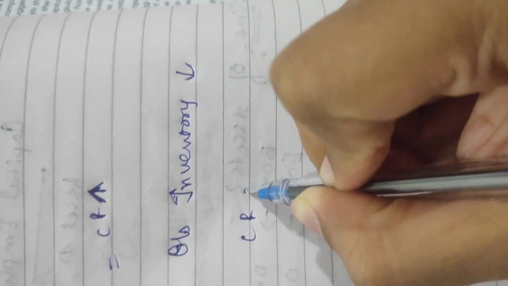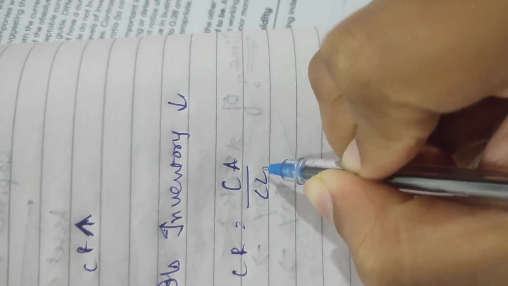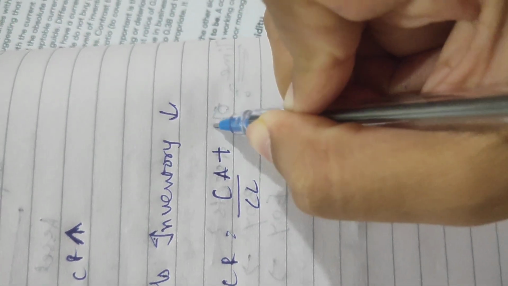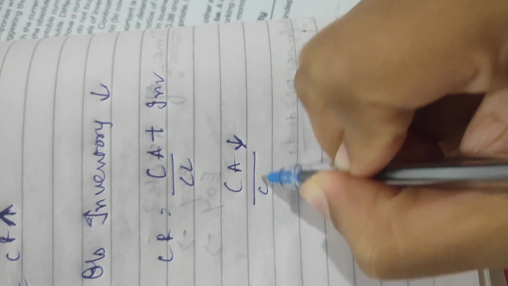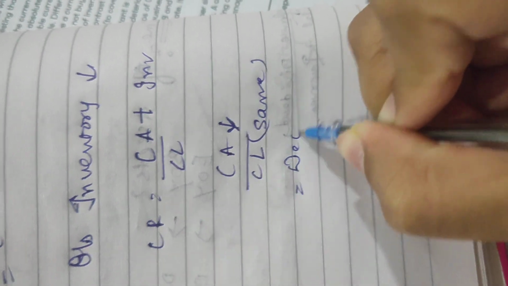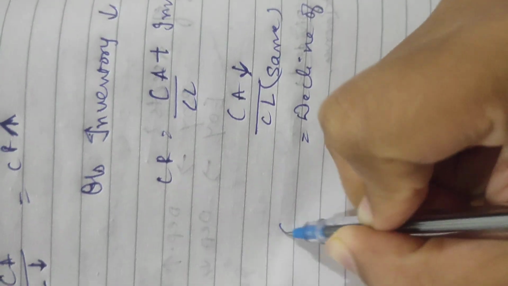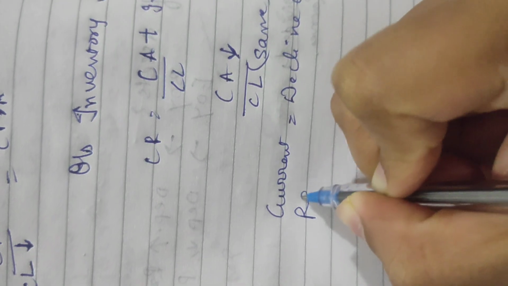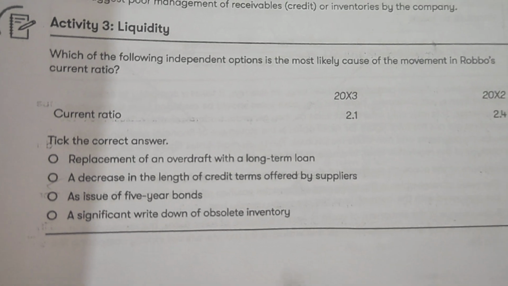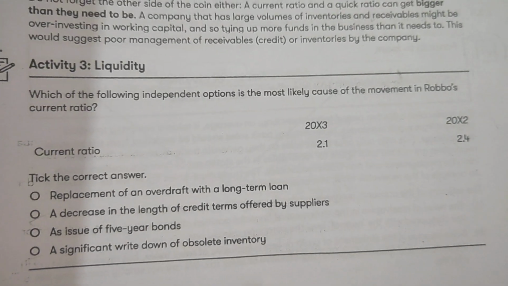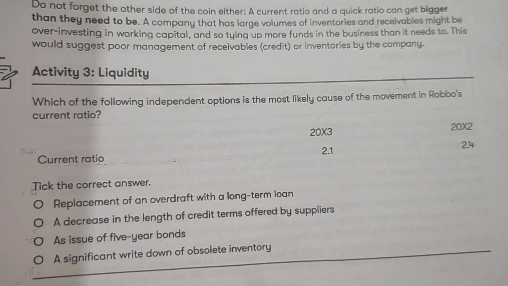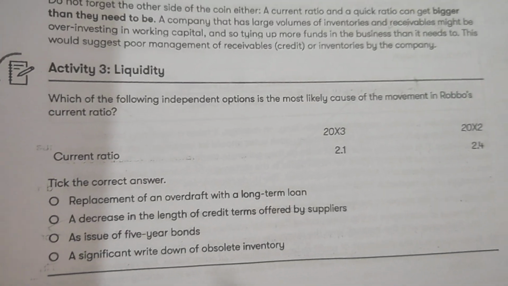In the current ratio, we have current assets upon current liabilities. In current assets, we include inventory, which means our current assets have decreased while current liabilities are the same, which will result in a decline of the current ratio. So the right answer is a significant write down of obsolete inventory. With this, I think you will have understood the whole concept of the current ratio and the quick or acid test ratio as well. Let's see you in the next video.